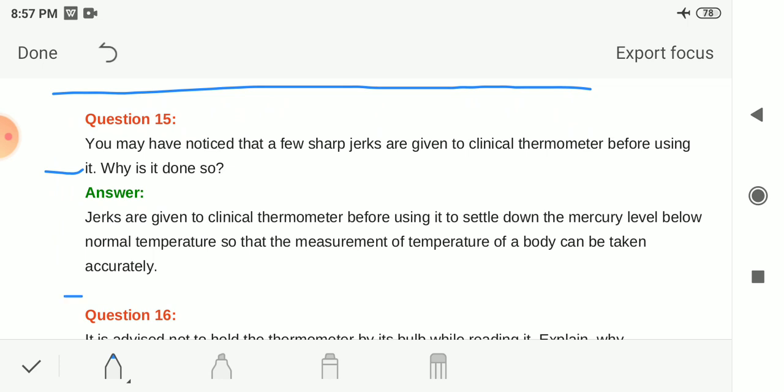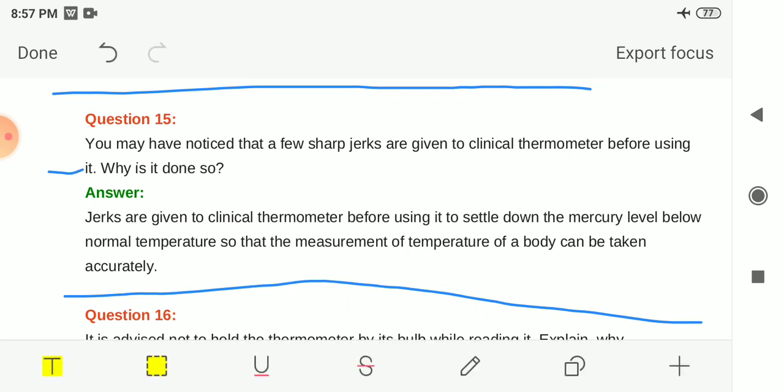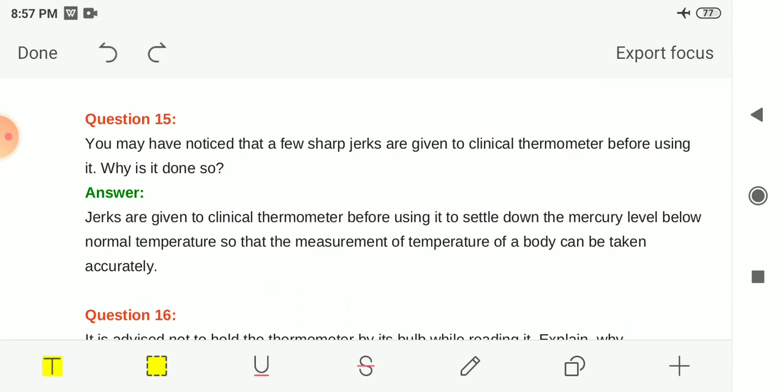Jerks are given to the clinical thermometer before using it to settle the mercury level below the normal temperature, so that the measurement of the temperature of a body can be taken accurately. So before using it, every time the doctor gives jerks to the thermometer to bring the mercury level below the normal temperature, so it can give a precise measurement. That is why doctors give jerks to thermometers.